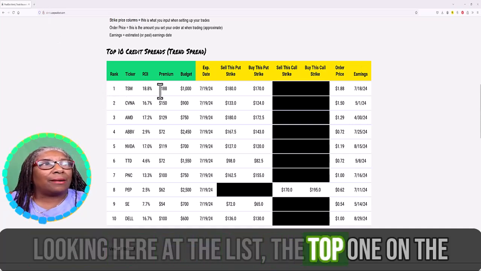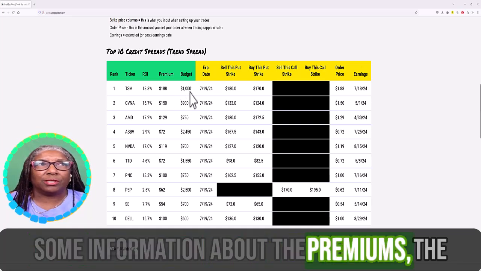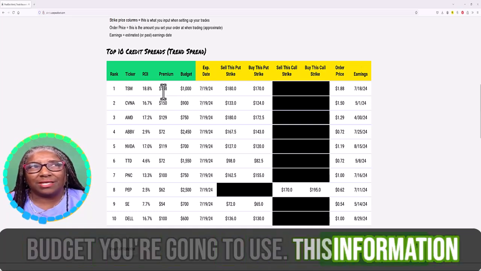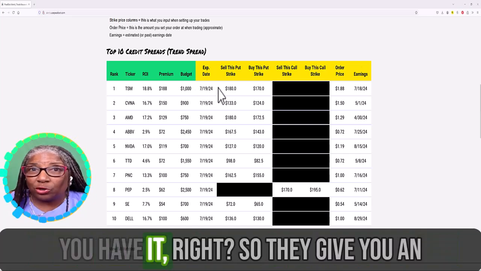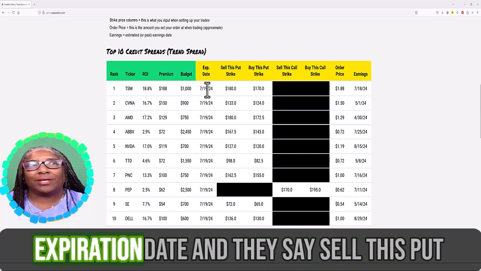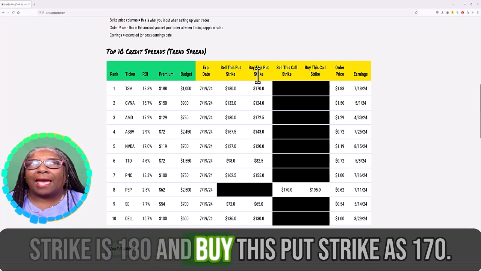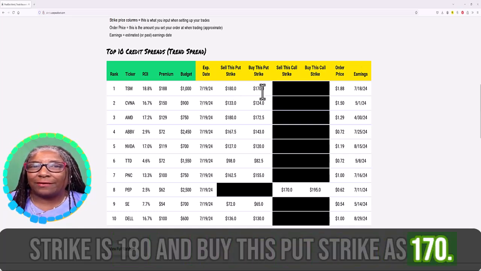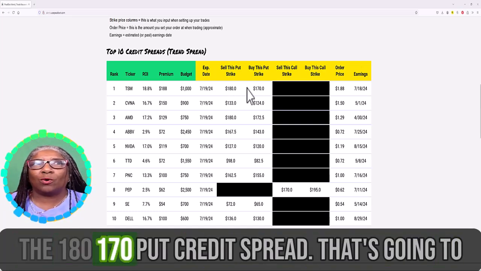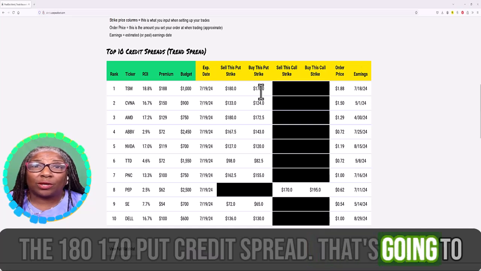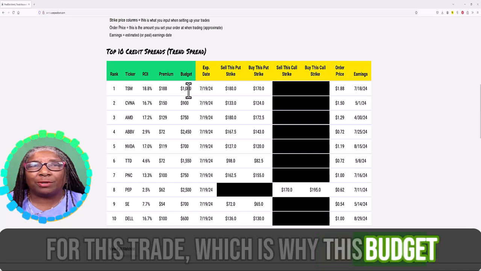Looking here at the list, the top one on the list is Taiwan Semiconductors. They give you some information about the premiums, the budget you're going to use. This information isn't necessarily useful to you, but you'll have it, right? So they give you an expiration date and they say sell this put strike is 180 and buy this put strike is 170. Now you can take this as a 1-for-1 and do the 180, 170 put credit spread. That's going to be a 10 spread. It will cost $1,000 for this trade, which is why this budget shows here.